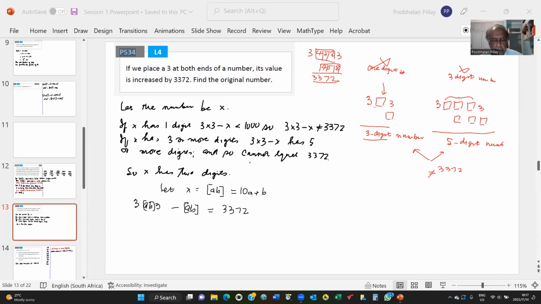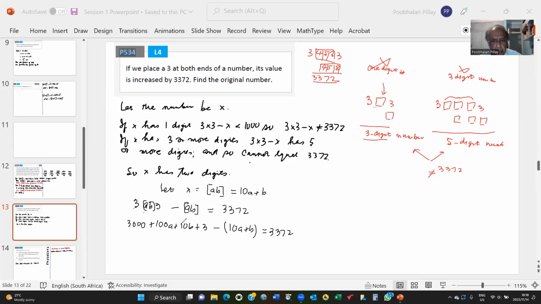Now this is a 4-digit number. So you got 3 in the 1000s digit, the A in the 100s digit, the B in the 10s place, and you got 3. That's that thing there expanded. And here you've got a 2-digit number, this is AB. The value of that is 10A plus B. And that is equal to 3372.